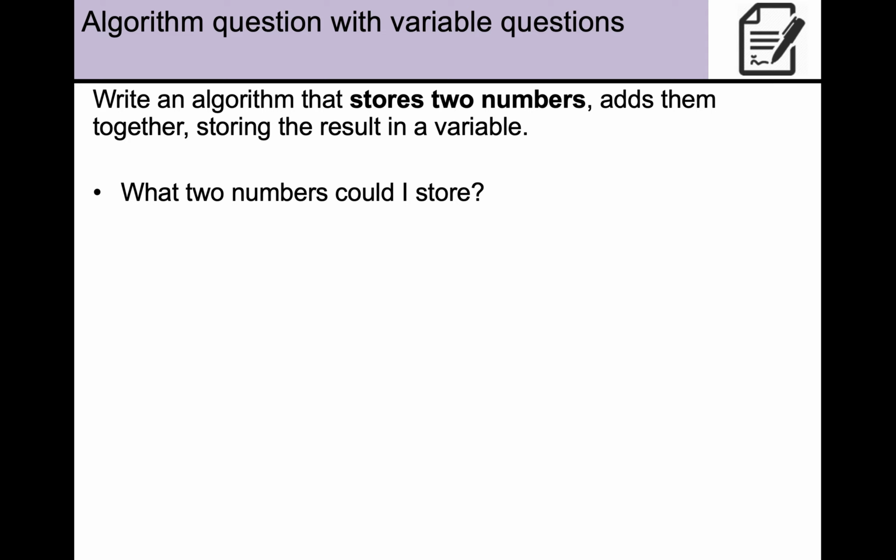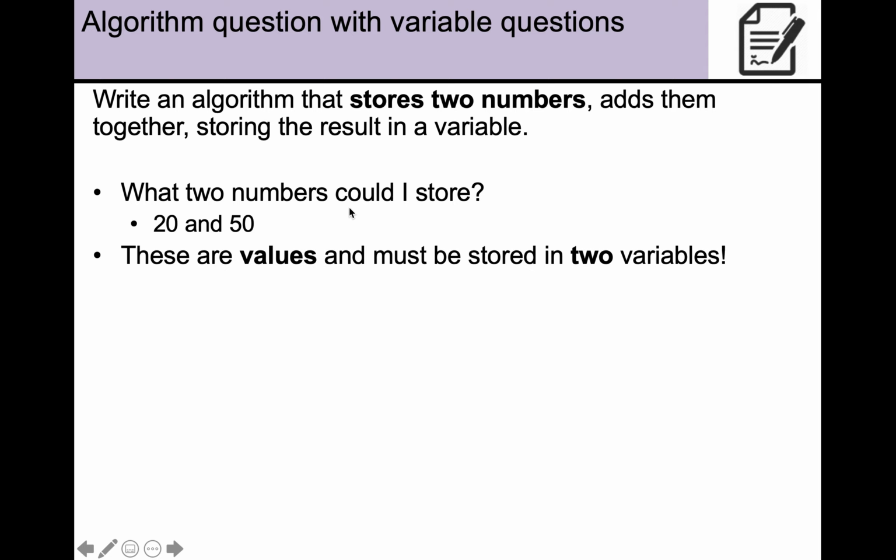well, what two numbers could I store? Well, it hasn't specified what the numbers should be, just that I need to store two numbers. So they could be 20 and 50, for example. Now, these are values, and they must be stored in two variables because a variable holds a value, just one value that can change. So I need a variable to store 20, and I need a variable to store 50.